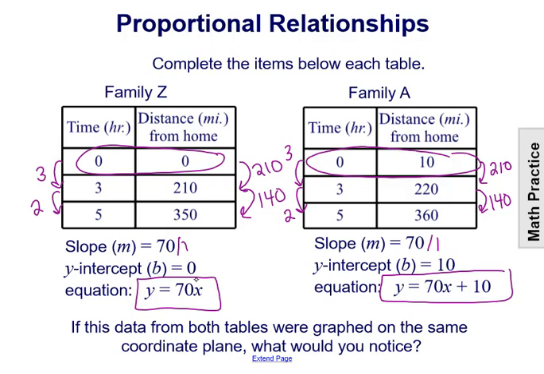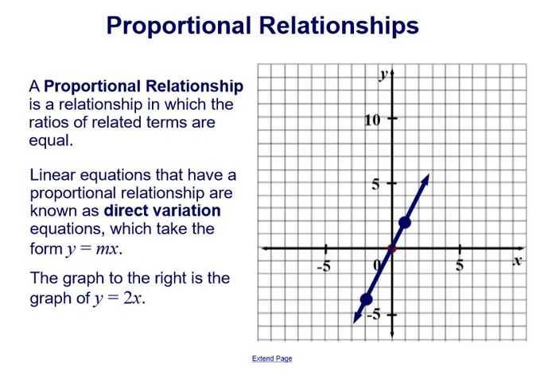We're going to take a closer look at the data from family Z, where you have this equation of y equals 70x, and the y-intercept is the origin. That was an example of something called a proportional relationship. A proportional relationship is a relationship in which the ratios of related terms are equal. Linear equations that have a proportional relationship are known as direct variation equations, which take the form of y equals mx.